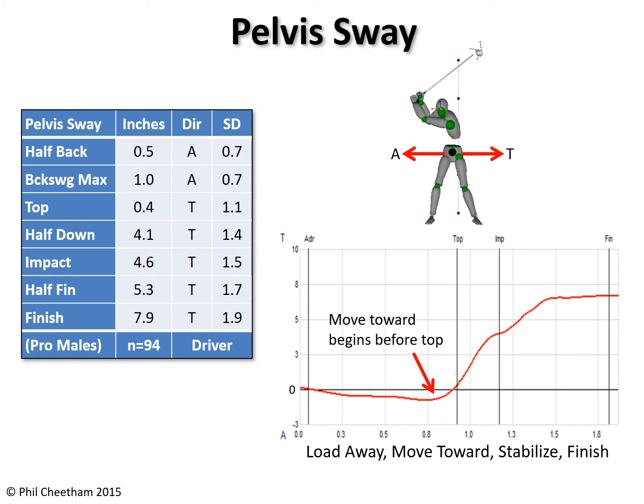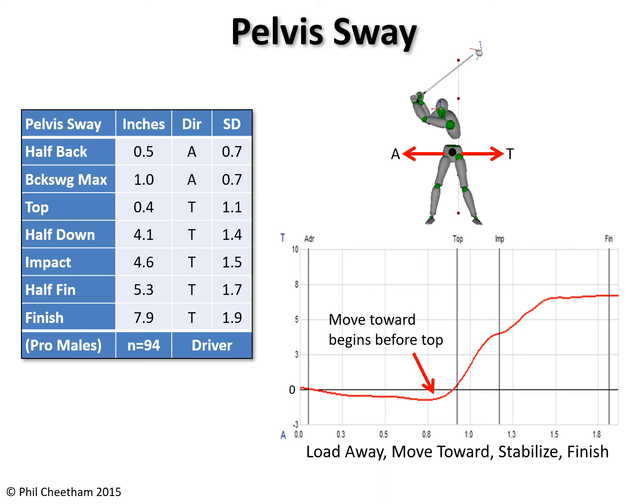After impact, the curve rises rapidly again, indicating more movement toward the target during the follow-through, finally stabilizing at finish. From the table, we see that on average, the tour player is almost 8 inches, about 20 centimeters, further toward the target at finish than at address position.